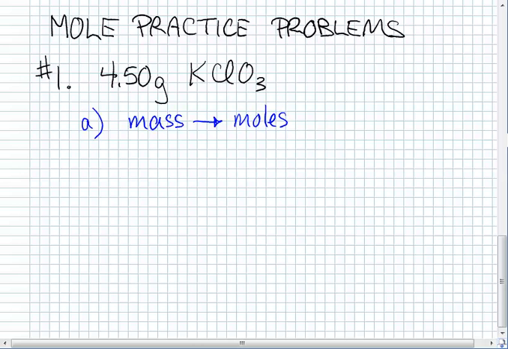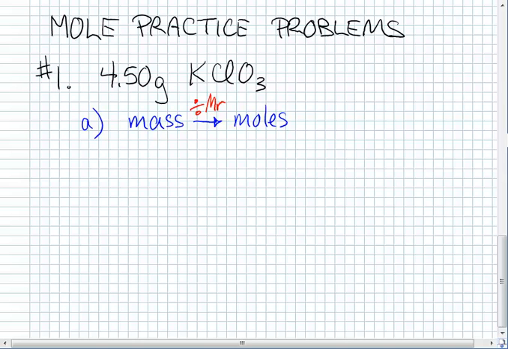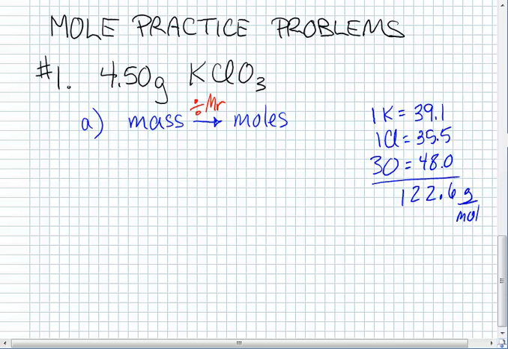Okay, so for converting mass to moles, reviewing our mole map there, we see that we go from mass to moles. We divide by the molecular mass. So what you have to do first then is calculate the molecular mass of potassium chlorate. Here we go with that. Okay, so it's 122.6 grams per mole.